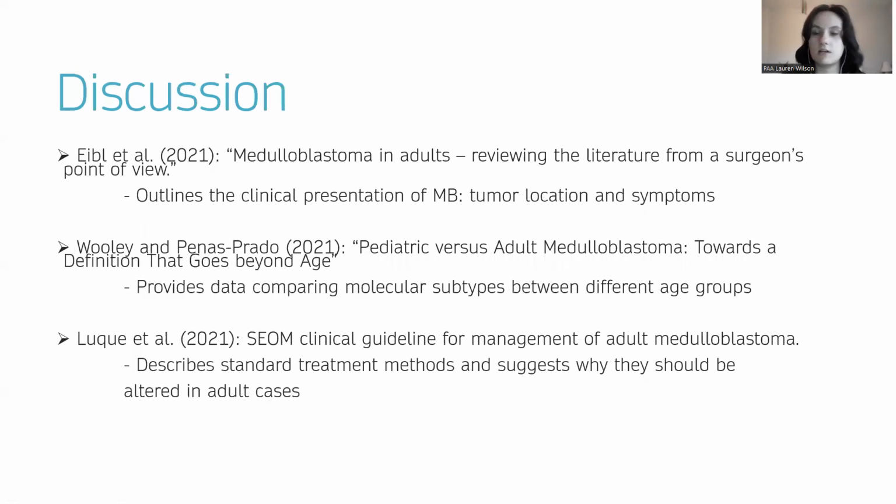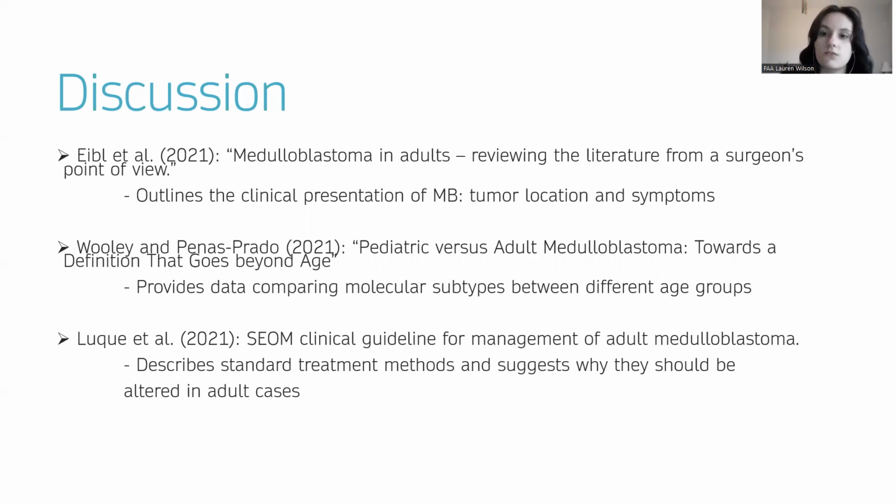So the three articles I have chosen to discuss in this presentation, the first one is by Ebel et al. from 2021, and it's titled Medulloblastoma in Adults, Reviewing the Literature from the Surgeon's Point of View. So he gives a really good outline just about how it presents. Obviously, as a surgeon, he's going to have to know how to correlate the symptoms. And we see the main differences arising in the tumor location.